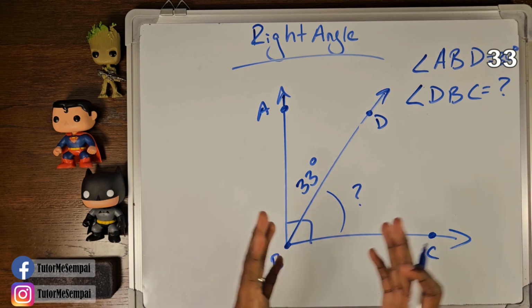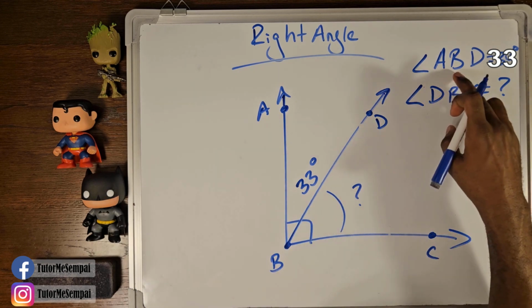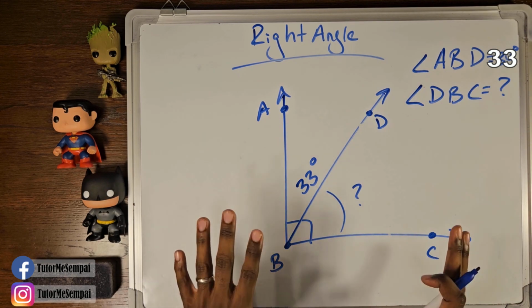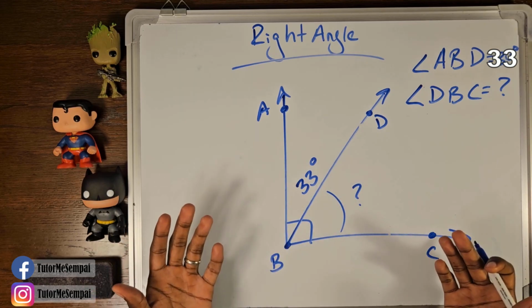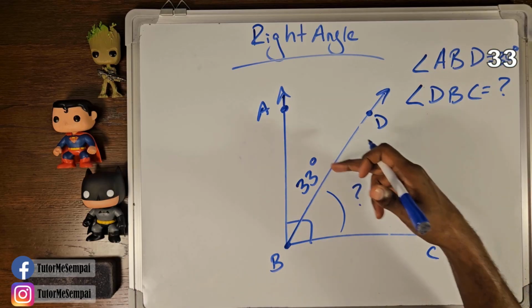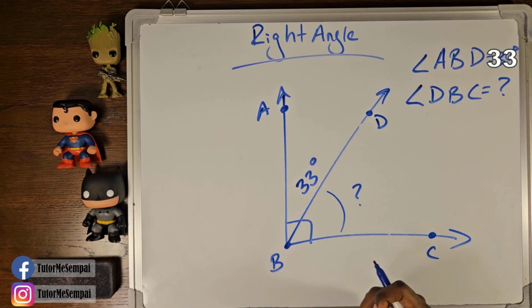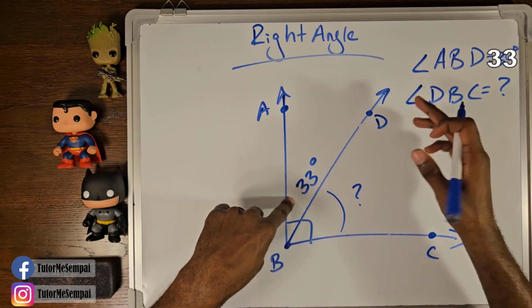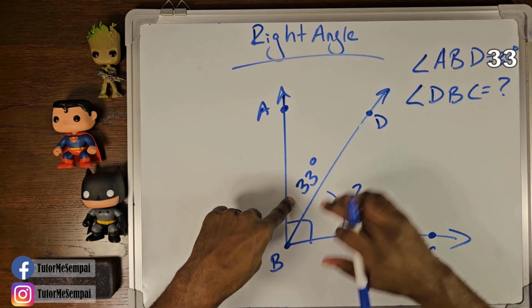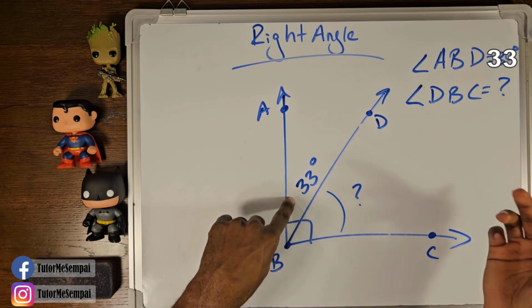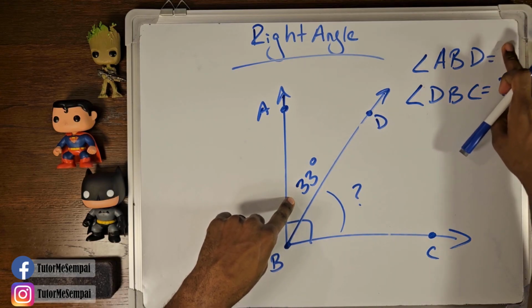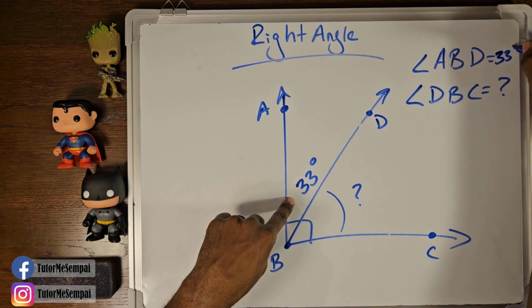Well, actually, you know a little bit more than just ABD. What type of angle did we start with? We started with a right angle. And what did we do in order to get these two angles here? Well, we cut it in half. Well, not really in half, but we cut it into two pieces. And we said that this first one was 33 degrees.